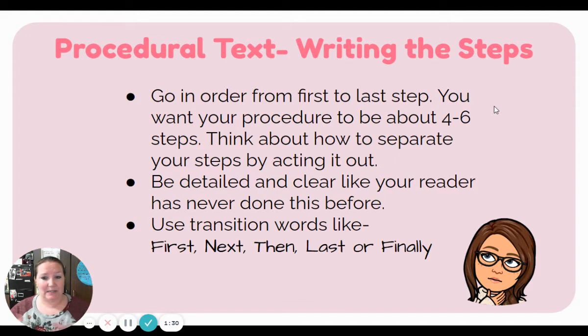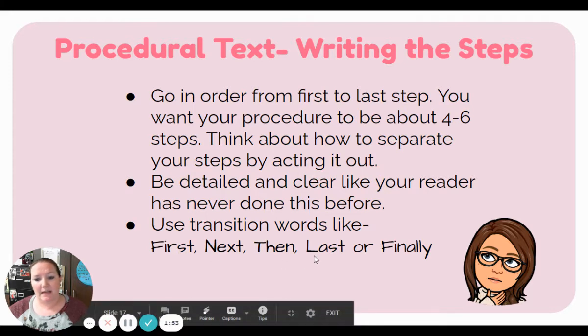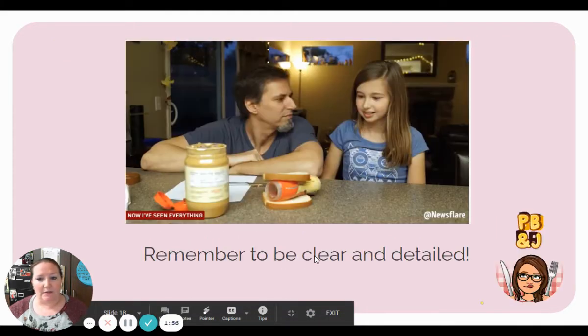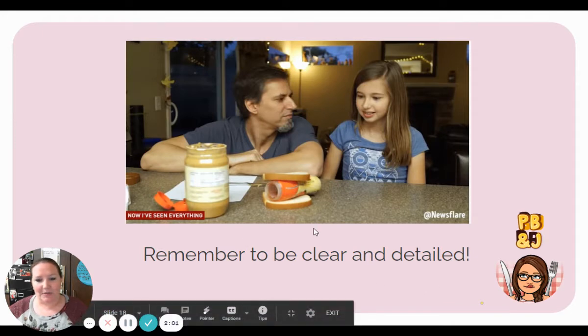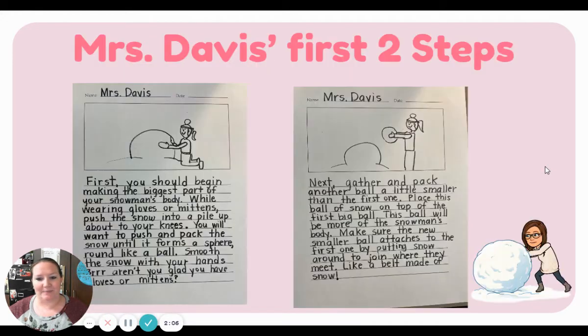So obviously, Miss Davis can't go make it snow right now, but I could go through the steps and make sure that I'm walking my reader through my steps just like I want to. Also making sure to still be detailed and clear, like your reader has never done this before. And we want to practice using some transition words like first, next, then, last, or finally. Remember to be clear and detailed. You don't want your reader to put the jelly jar in their bread when they're making their peanut butter sandwich.